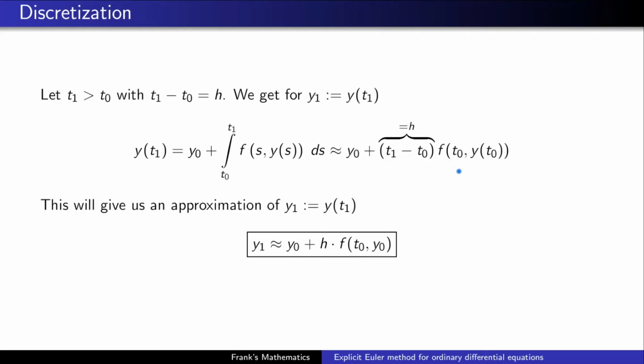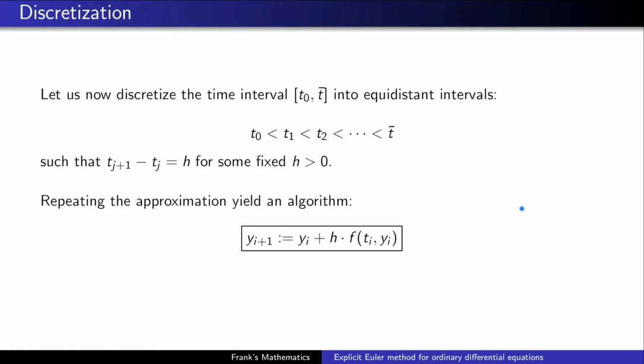So finally, we end up with an approximation of y1. So y1 is just y0 plus h times f applied to y0. These are all values we already know, because of y0 we are starting with. h is given, so we now have a formula to compute y1. This is an approximation of y applied to t1.